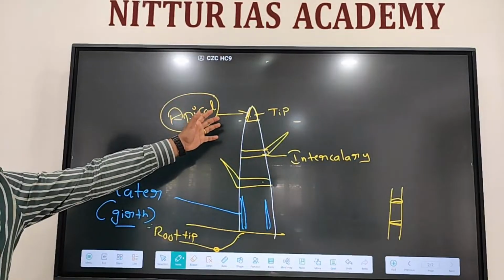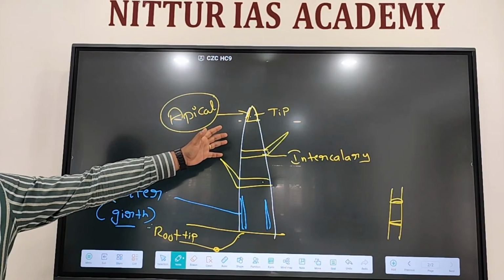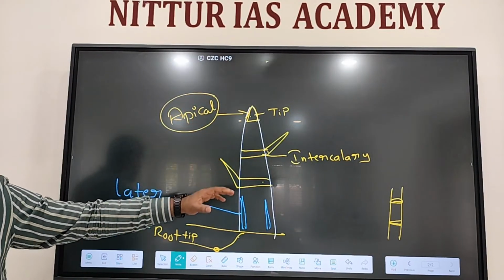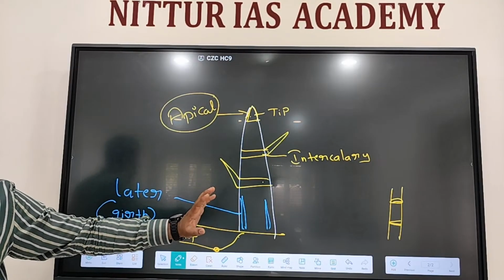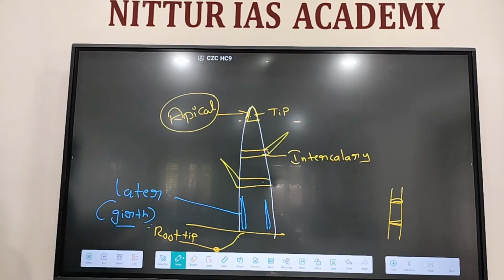In the tip of stem and the root, we have apical meristem. In the internodes, we have intercalary meristem. For the lateral growth, lateral meristem. That's it, lateral meristem.